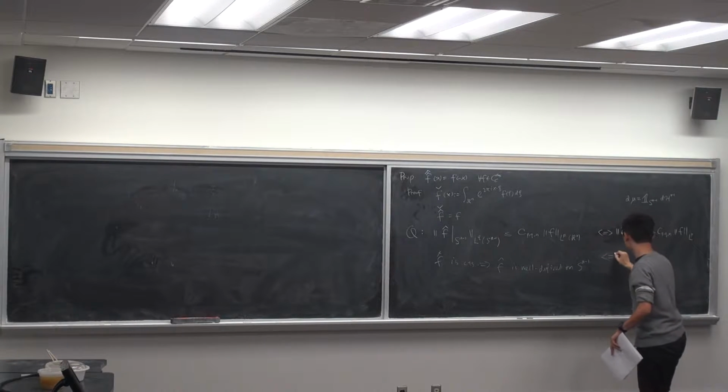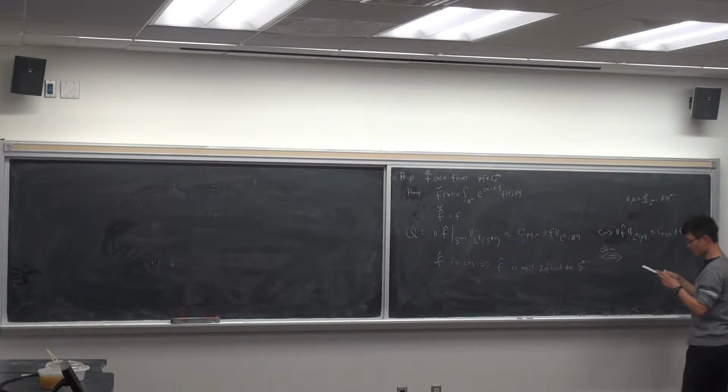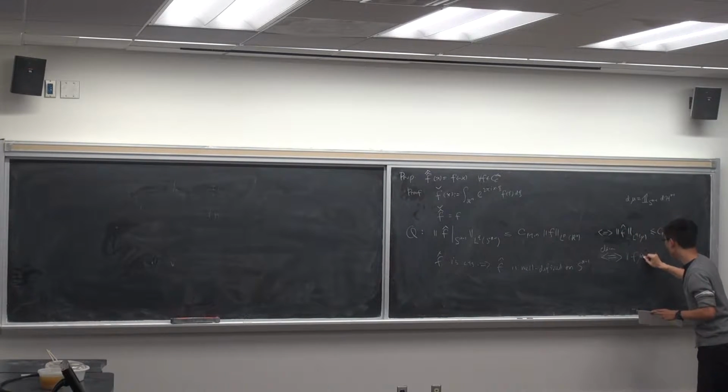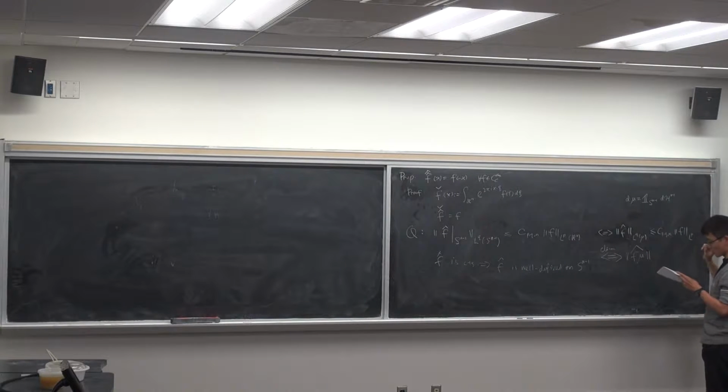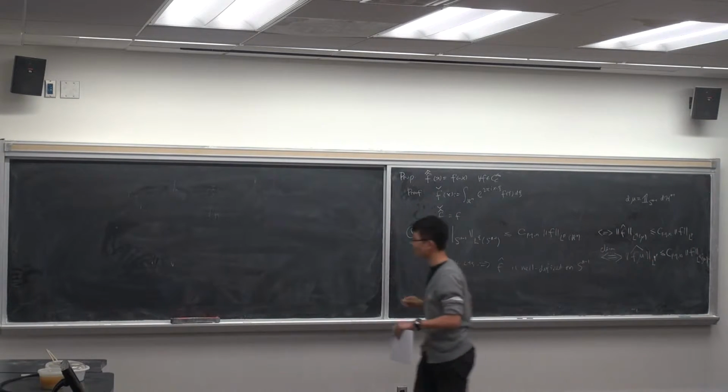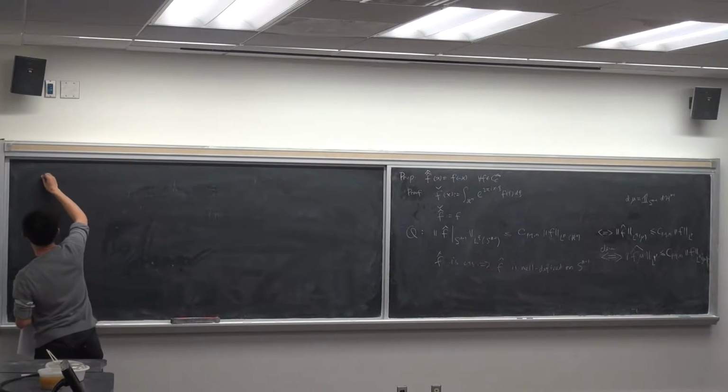And I claim that this is equivalent to: the Fourier transform of f times mu, its L^{p'} norm, is less than or equal to C_{p,q} times the L^{q'}(mu) norm of f. Right. So I claim that this fact is true. These two statements are equivalent. Then I'll show you this claim. So, proof.